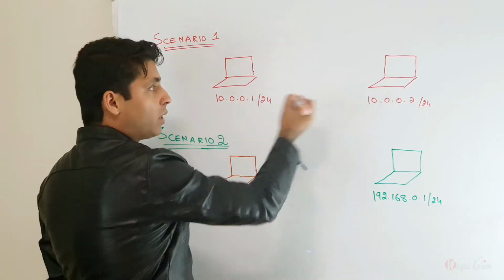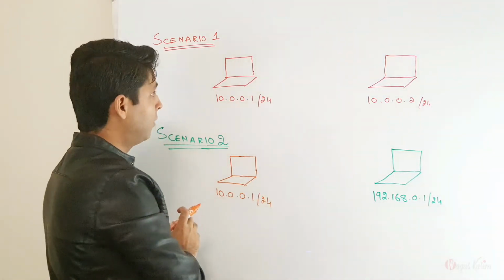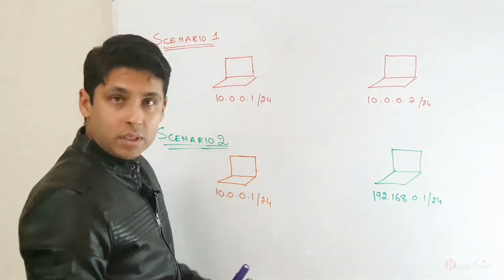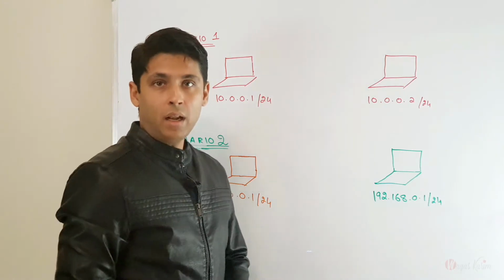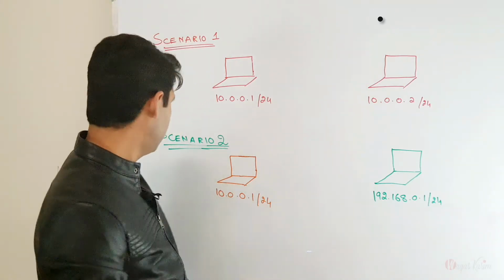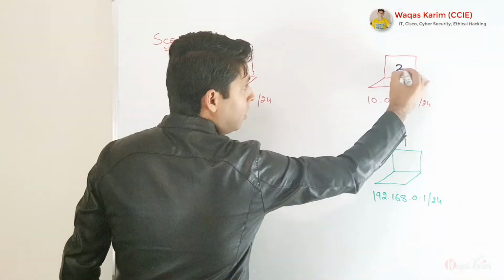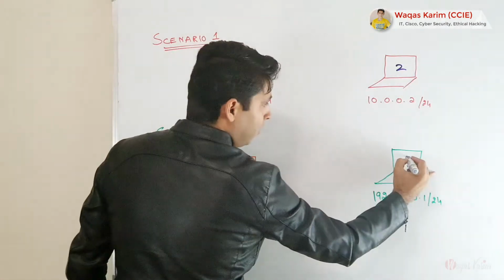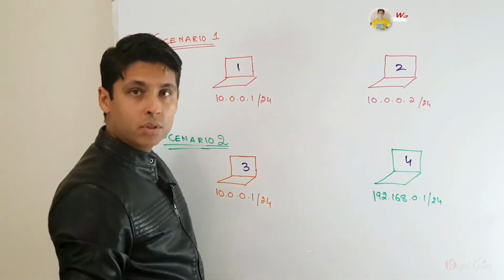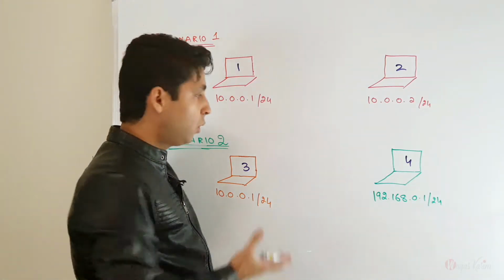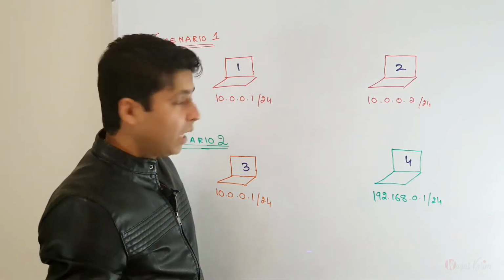Here, the computers belong to the same IP subnet, and here they belong to different IP subnets, right? So your question was where do we need the switch and where do we need a router? So let me answer this simply. Let's say these are computer 1, 2, 3 and 4. And when I say computers, they can be any type of hosts. They can be printers, router ports, servers, IP cameras, anything.